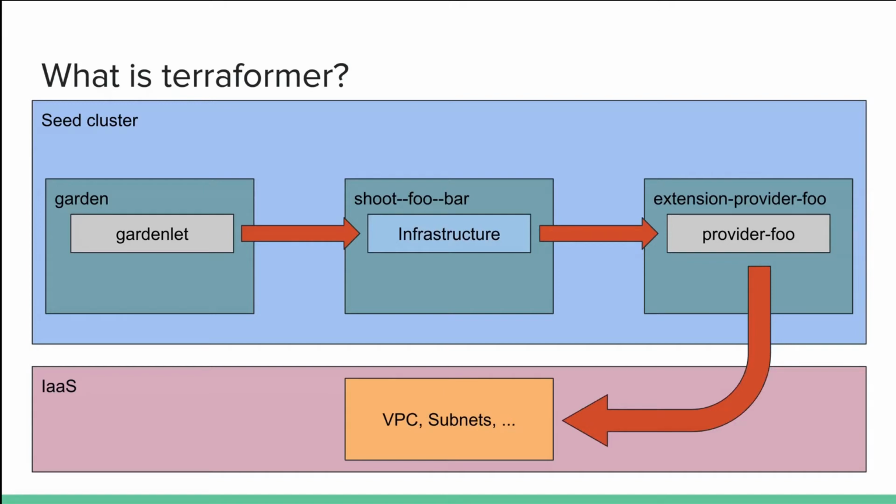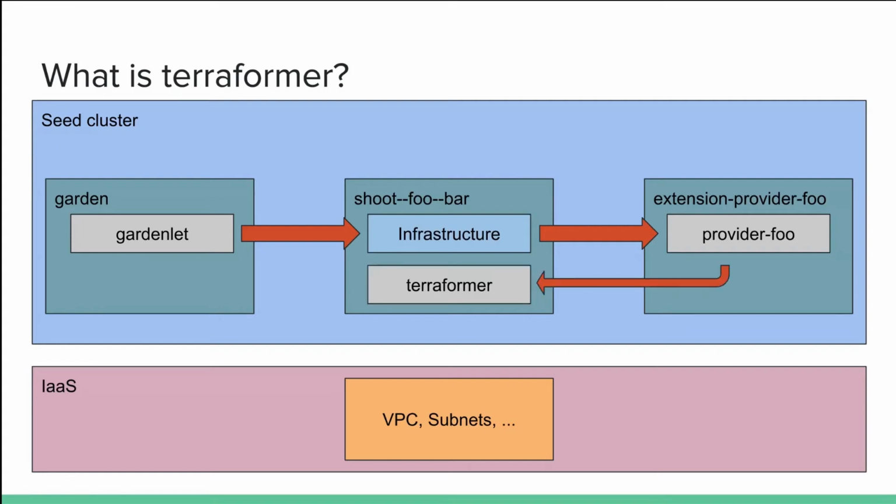So one straightforward approach would be, or maybe not straightforward, but one obvious approach would be to use the native Go SDKs in the provider controller to create those resources. But for simplicity reasons and legacy reasons, many of our provider extensions actually don't do this directly via the Go SDKs, but leverage Terraform. And for this, we have Terraformer, which is basically a wrapper around Terraform and is a simple Docker image, which can execute Terraform commands with a given configuration inside a pod.